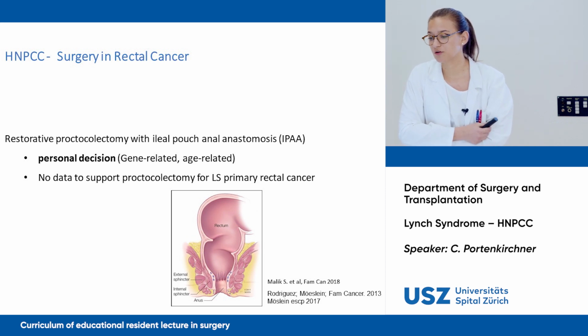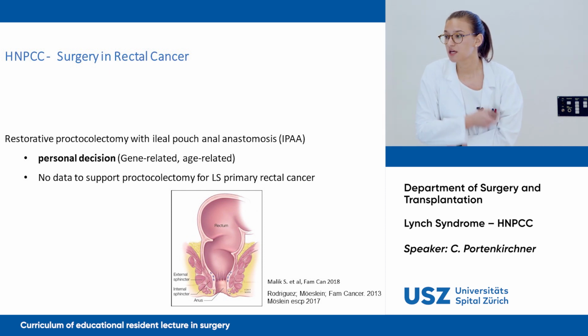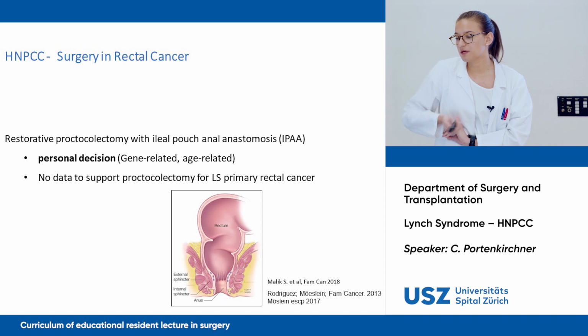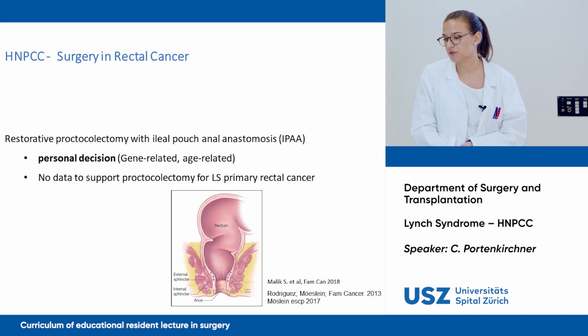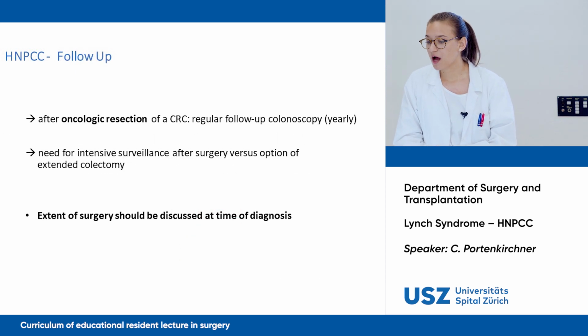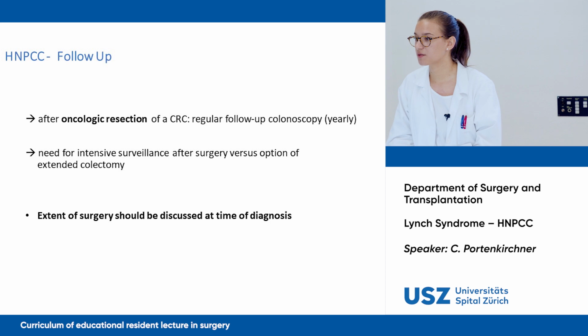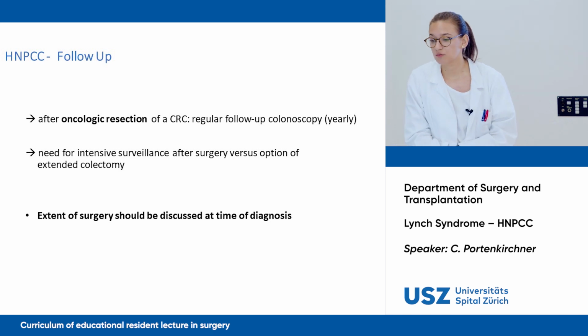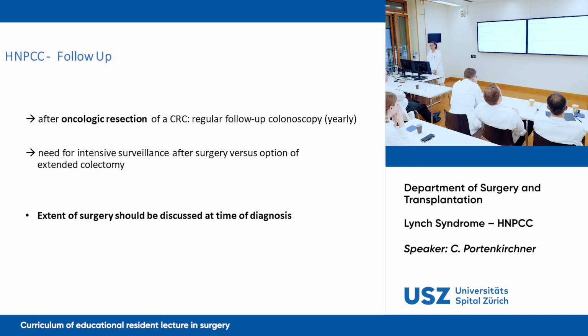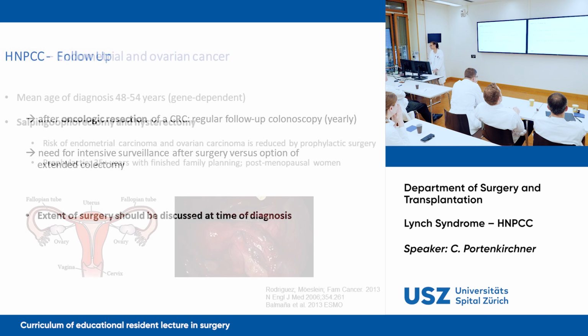So a restorative proctocolectomy with an ileal pouch anal anastomosis should be a personal decision, looked at together with the patient, and a gene-related, age-related decision should be made. We don't have data that supports total proctocolectomy. After oncologic resection, we have to perform colonoscopies on a yearly basis. So we have to have an intense surveillance for patients who are only undergoing oncological resection, but the extent of the surgery should be discussed with the patient at the time of the diagnosis, especially in young patients.